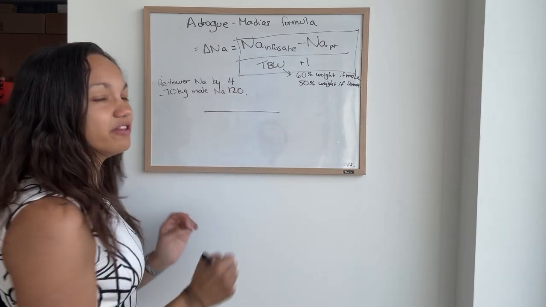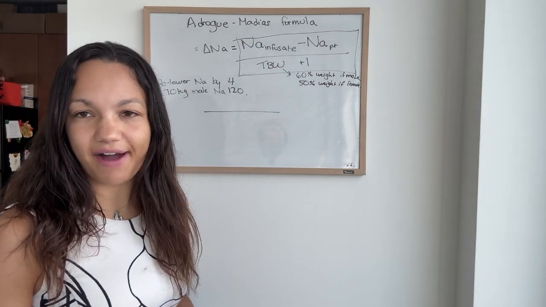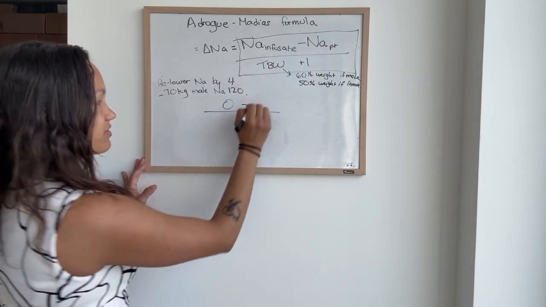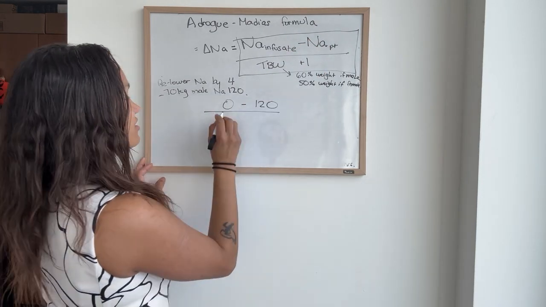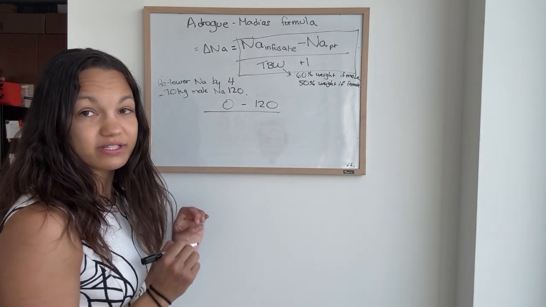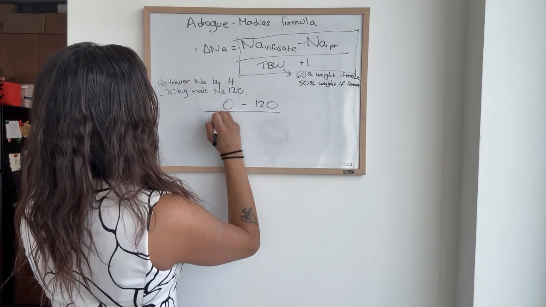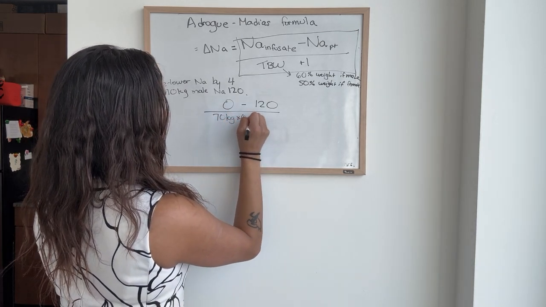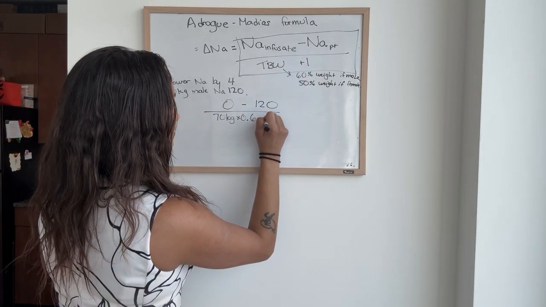So sodium in the infusate. How much sodium is in D5? Nothing. 0. Divided by sodium of the patient, 120. Divided by the total body water. So remember that's 70 kilos times 60%. 70 kilos and 0.6, plus 1.